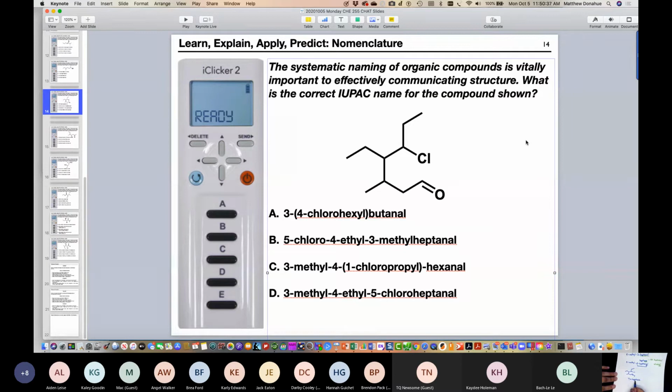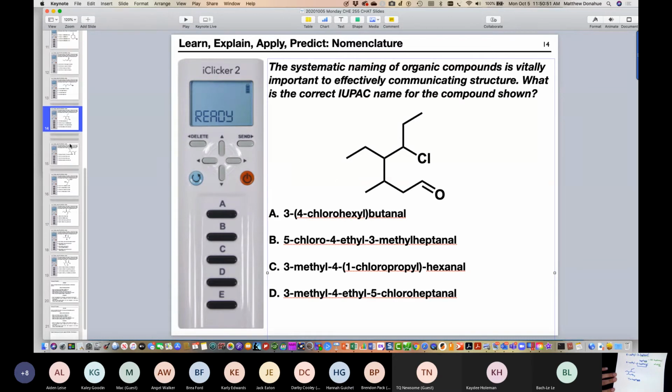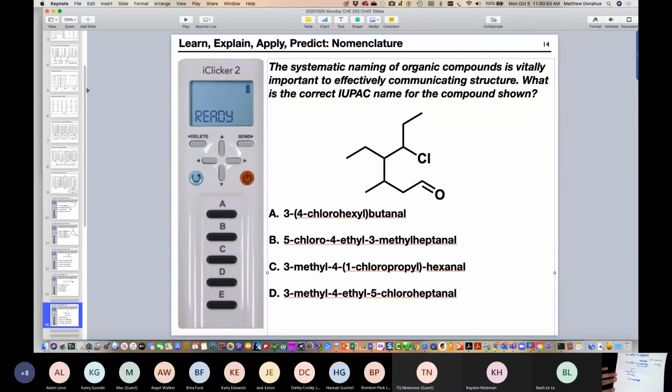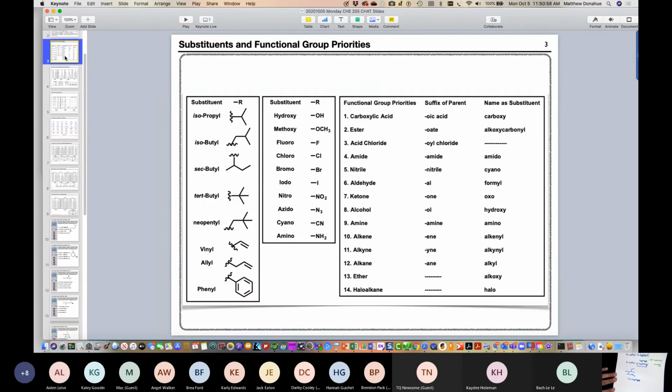So it's 7, so it's heptane. But now you have things other than carbon substituents. And so how do you figure out what this should be modified to? And so I'm going to click back up to this slide here. See where it says functional group priorities?